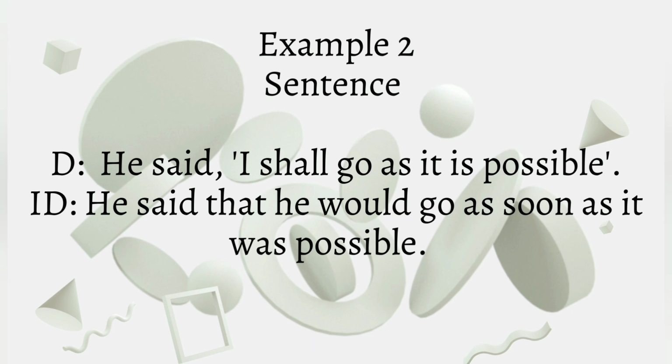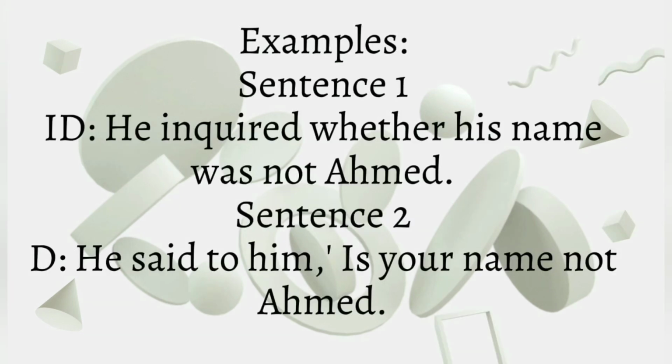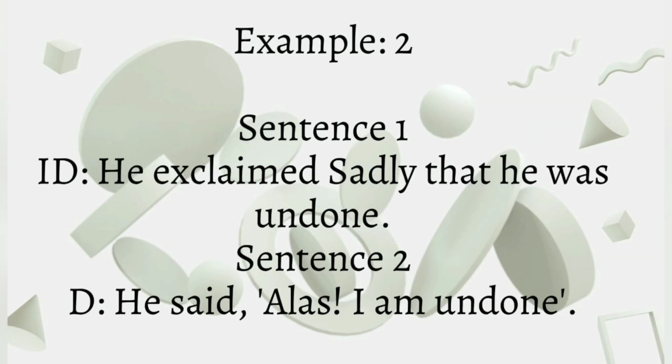Now, let us see indirect speech into direct speech. Example 1. He inquired whether his name was not Ahmed. He said to him, "Is your name not Ahmed?" Example 2. He exclaimed sadly that he was undone. He said, "Alas, I am undone."